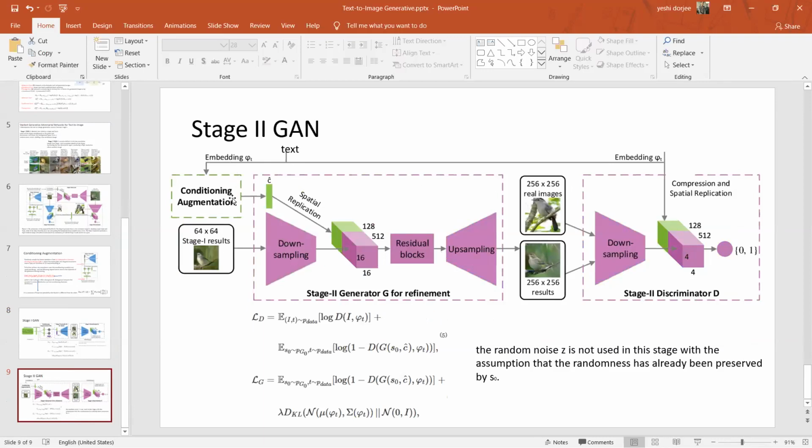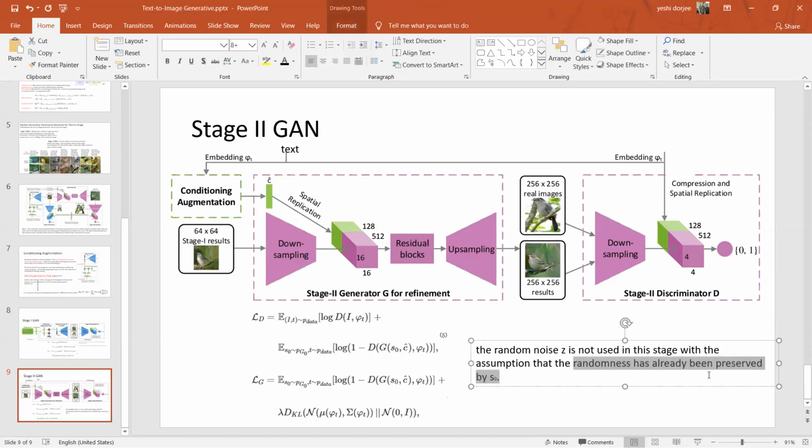We also use the same condition augmentation over here, because stage 2 GAN uses the same condition augmentation, but it does not use the noise, because it is assumed that randomness has already been preserved in S0. So here, instead of Z, we use S0. This is the same as the noise in stage 2 GAN. Over here we follow the same procedure, but we use residual blocks for better feature extraction and for a better result.